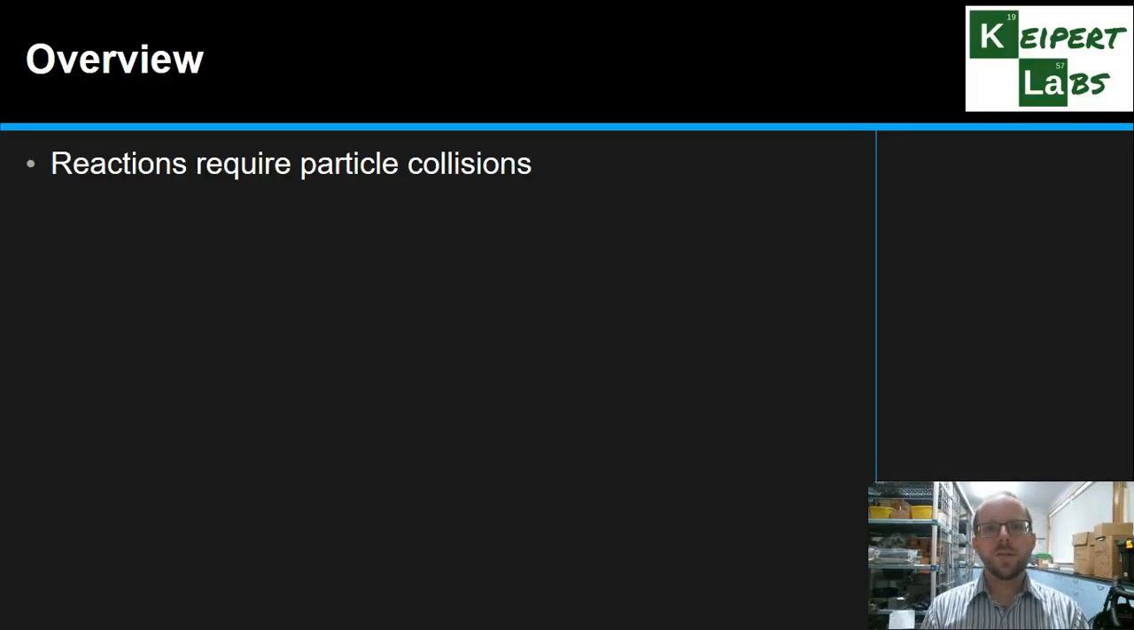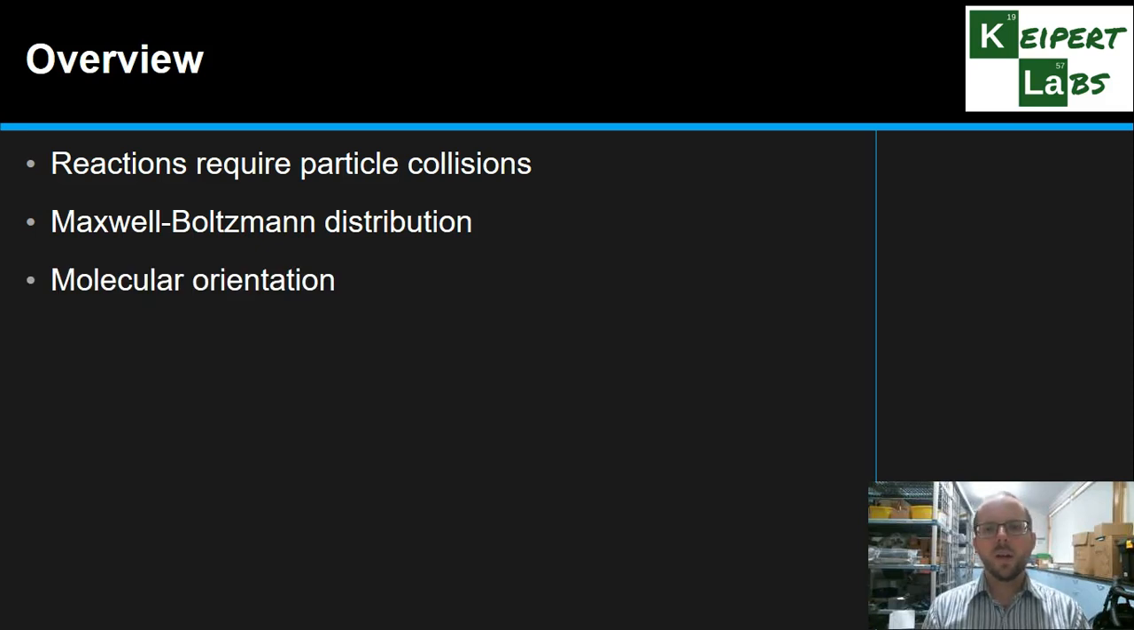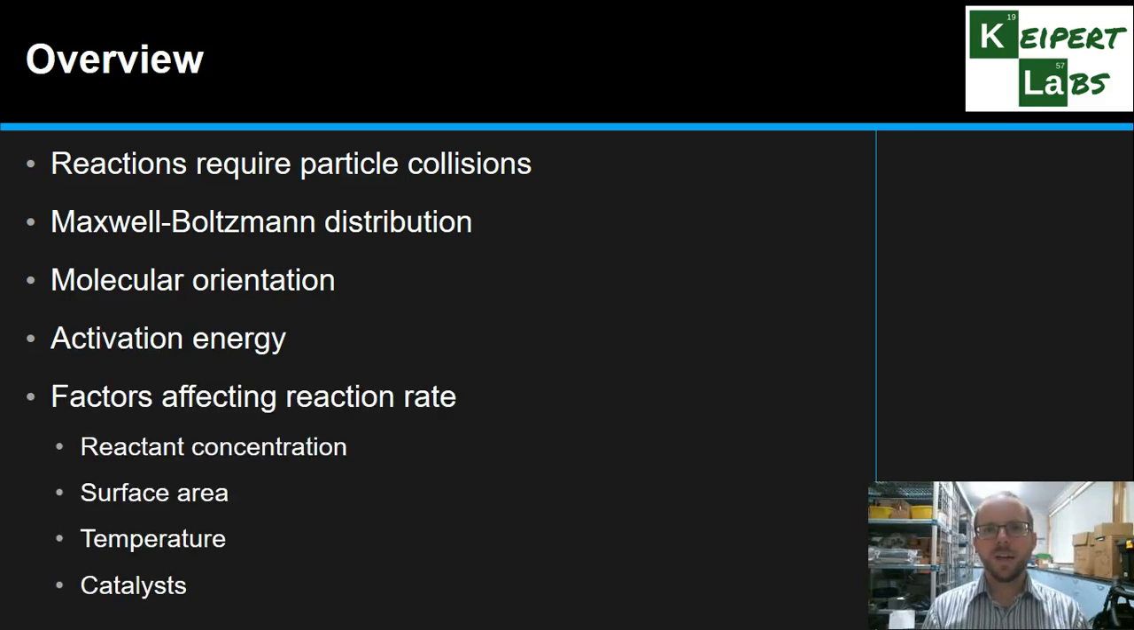So firstly we're going to look at the fundamental principle that reactions require particles to collide in order for chemical change to occur. And we're going to then look at what we call the Maxwell-Boltzmann distribution, looking at the behaviour of moving particles. We're looking at the relevance of what we call molecular orientation in a particle collision, defining what we mean by activation energy, and then looking at four main factors that affect reaction rate based on our understanding of collision theory. So reactant concentration, surface area, temperature, and the presence of a catalyst.